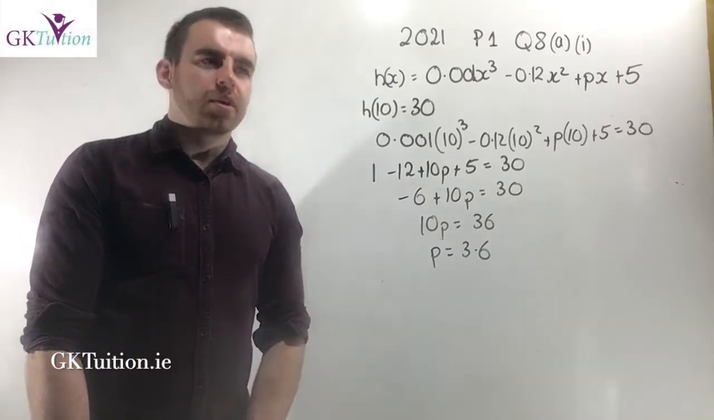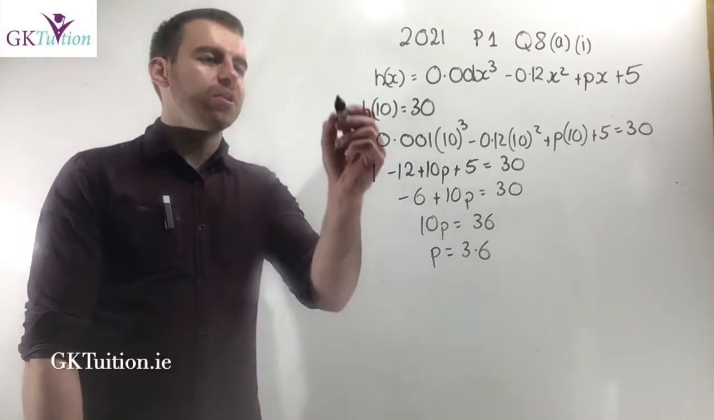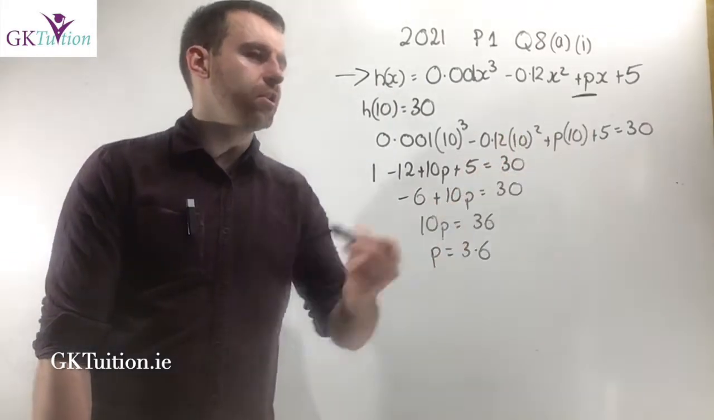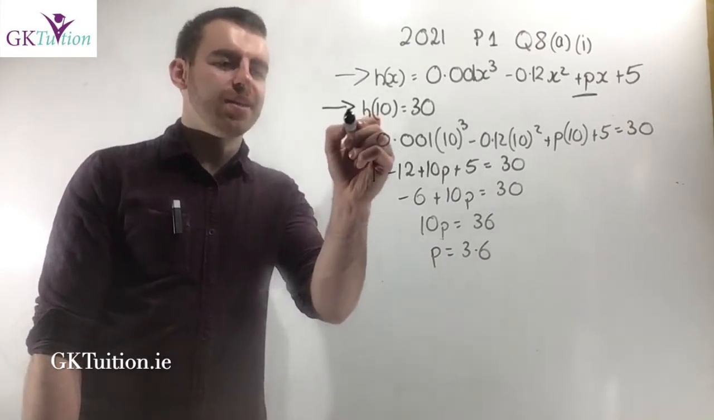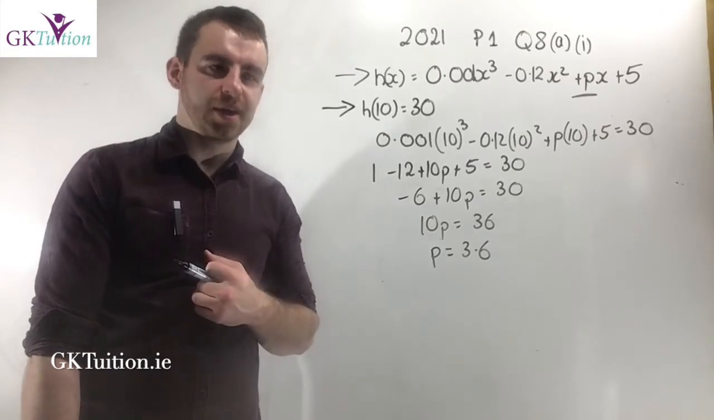Okay, in this video we're looking at 2021 paper 1 question 8. In A part I we're simply given a function h of x, and you'll notice the coefficient of x is unknown, it's simply a p. We're told that h of 10 is equal to 30, so we're asked to prove p is equal to 3.6.